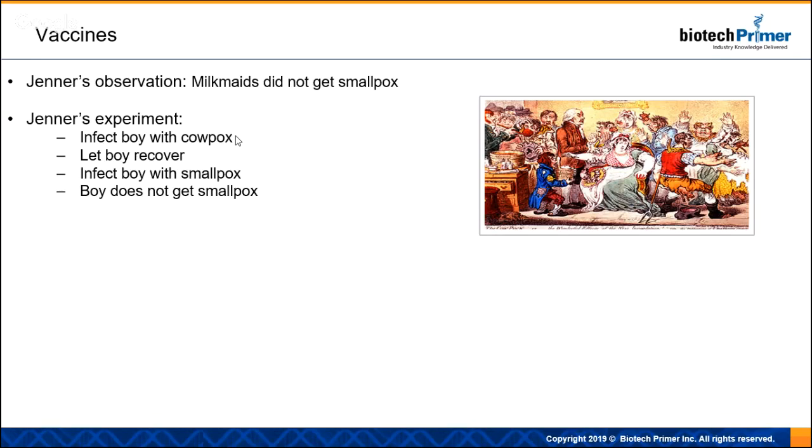And so, by today's standards, this is not the kind of experiment we would do because we don't have all the ethical controls in place. But Jenner's observation was very important, and he was correct that by exposure to a related virus, people would be prevented from getting this deadly smallpox virus.